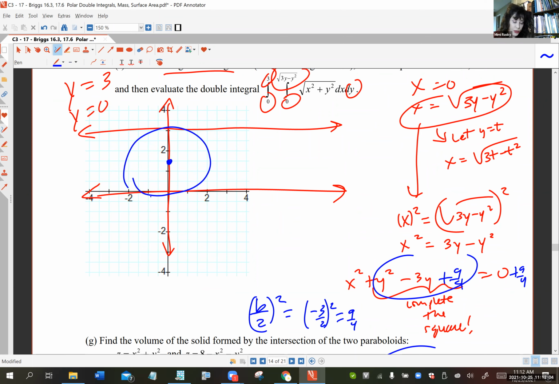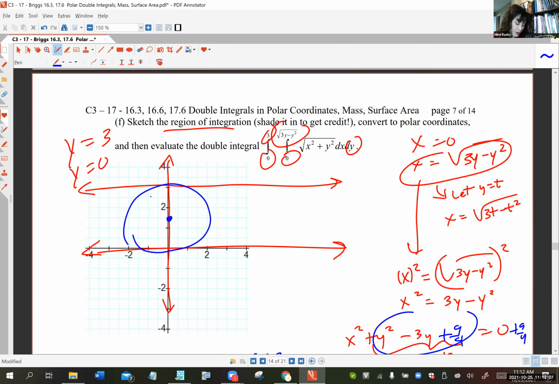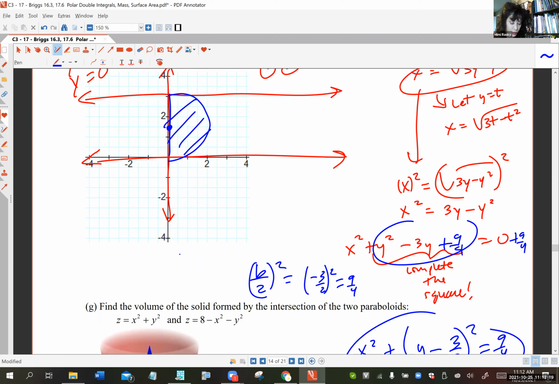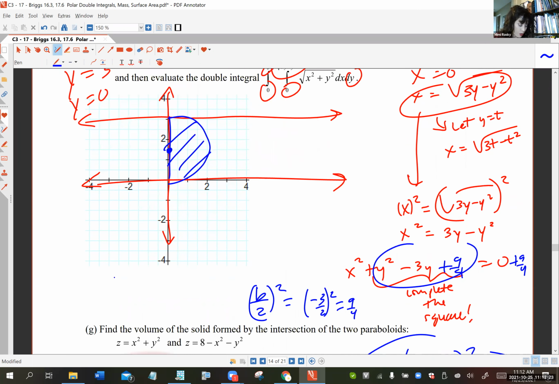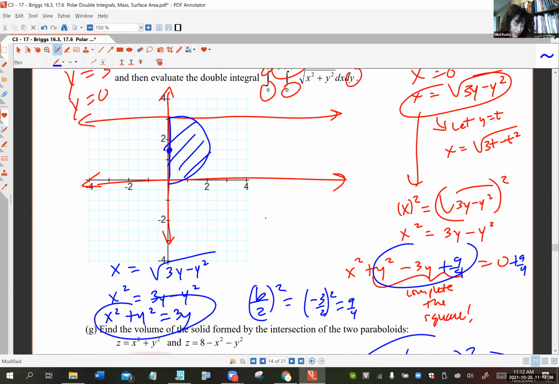Is it the whole circle? No, it's not the whole circle. It's only the right half side of the circle. So it's really that. Another way you can do this that you'll want to do, because you really have to figure out what r is doing, is take a look at the equation again. X equals the square root of 3y minus y squared. Once again, square both sides. Okay. And then go ahead and add y squared to both sides.